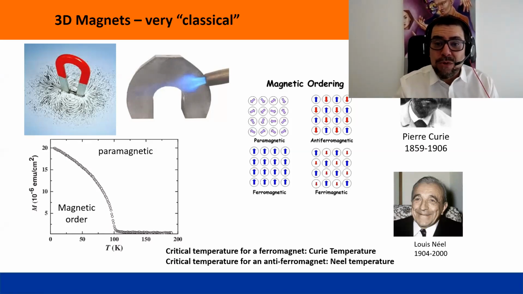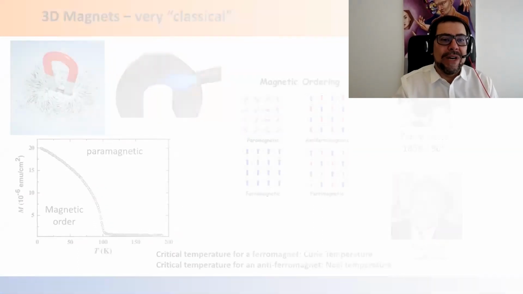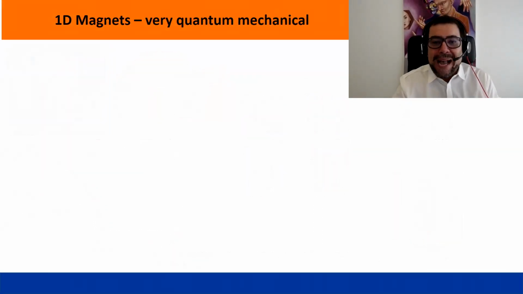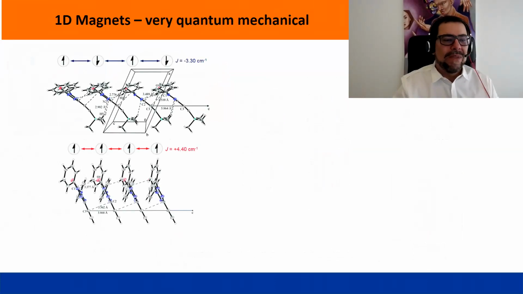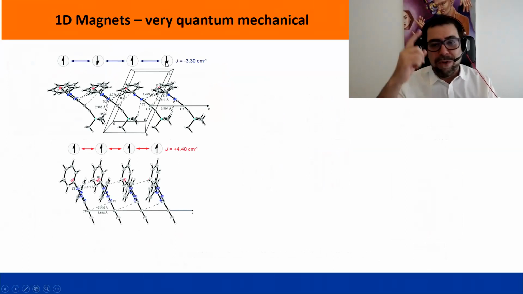Now, what happens when you change dimensionality? 1D magnets are the extreme example. So there are examples of one-dimensional magnets in nature. These are usually molecular crystals, where you can have antiferromagnetic order, spins pointing up and down, or ferromagnetic order, all up.